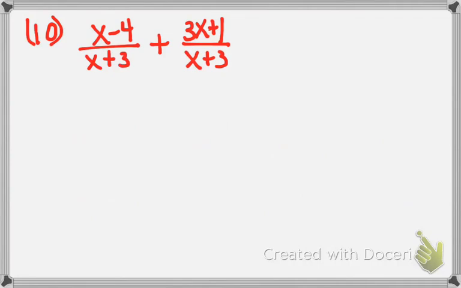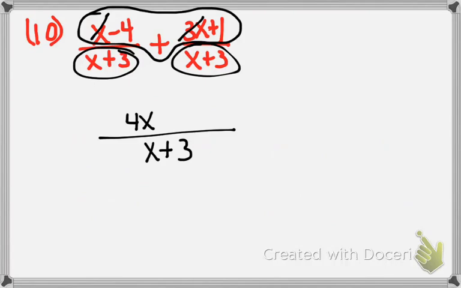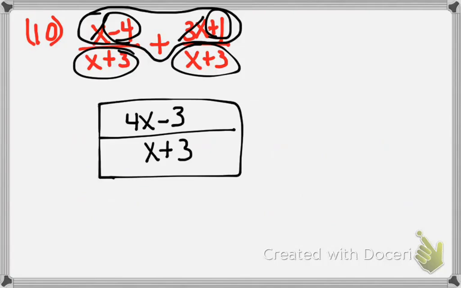So when we add, we have to have a common denominator. In this problem, my denominators are both x plus 3, so we already have the common denominator. So we're going to keep the denominator, and all I have to do is add the numerators. So I have x minus 4 plus 3x plus 1. If I combine my like terms, I'm going to have x plus 3x, which is 4x, and negative 4 plus positive 1, which is negative 3, and that's my solution.